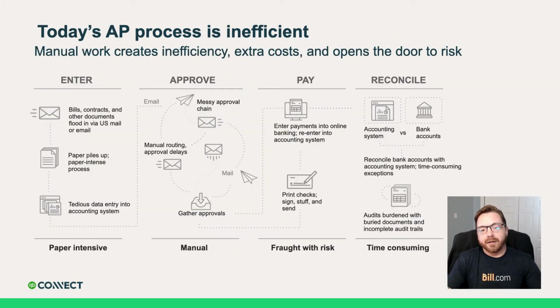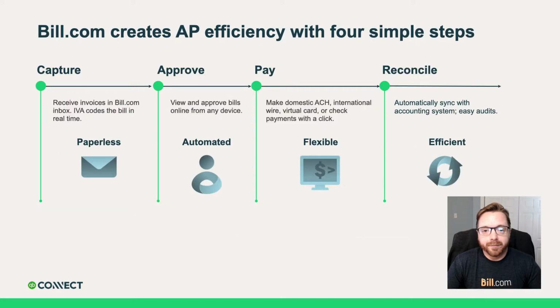Today's AP process is highly inefficient. It's paper intensive and is fraught with risk. This is where a lot of time and money is being wasted in the business. Here at Bill.com, we've created a simple and efficient 4-step process to help take away those headaches.